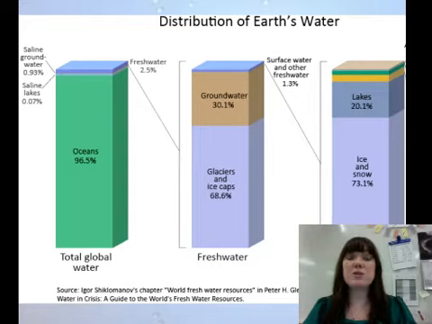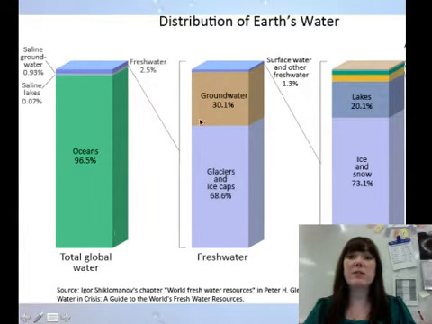The distribution of Earth's water is shown here in these bar charts. The first bar shows us that oceans make up most of the Earth's water. So most of the Earth's water is salt water. A small percentage, about 2.5%, is actually fresh water. Of that fresh water, most of it is bound in glaciers and ice caps. Most of it is frozen.